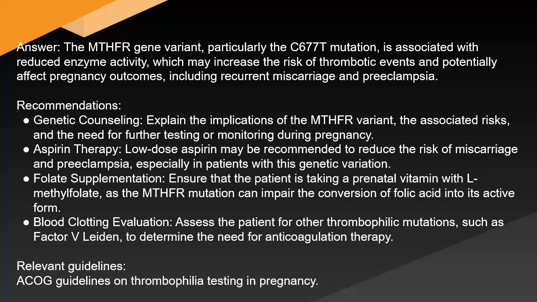Low-dose aspirin may be recommended to reduce the risk of miscarriage and preeclampsia, especially in patients with this genetic variation. Folate supplementation: ensure that the patient is taking a prenatal vitamin with L-methylfolate, as the MTHFR mutation can impair the conversion of folic acid into its active form. Blood clotting evaluation: assess the patient for other thrombophilic mutations, such as factor V Leiden, to determine the need for anticoagulation therapy. Relevant guidelines: ACOG guidelines on thrombophilia testing in pregnancy.